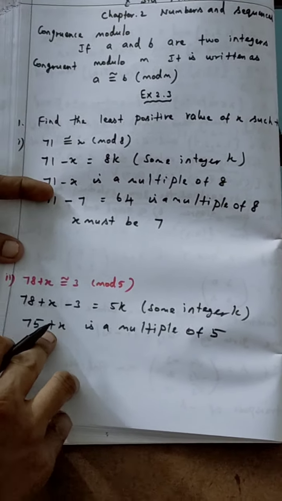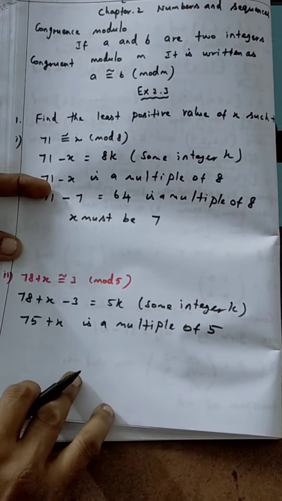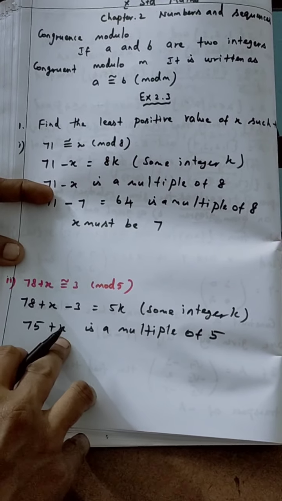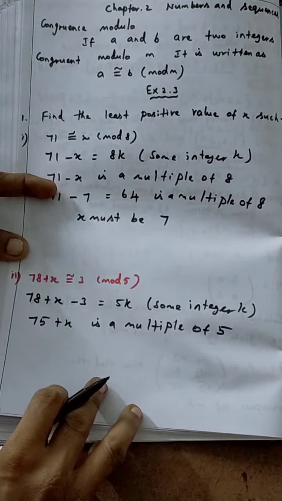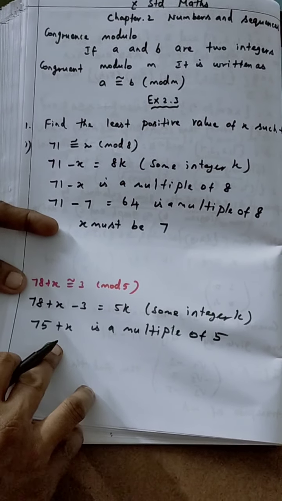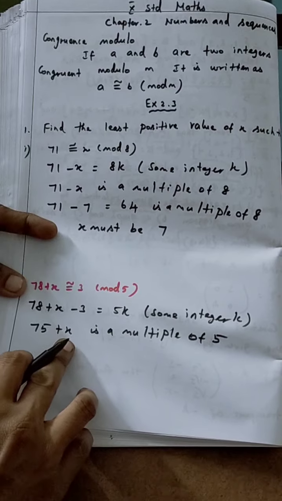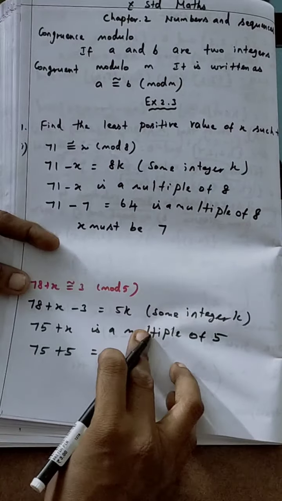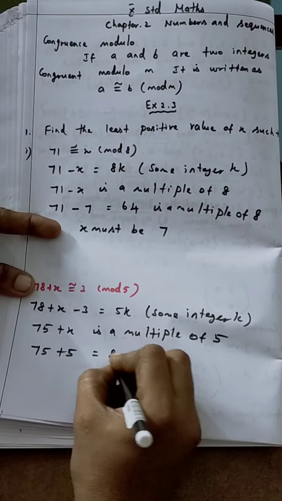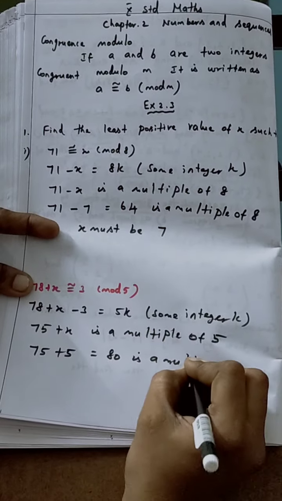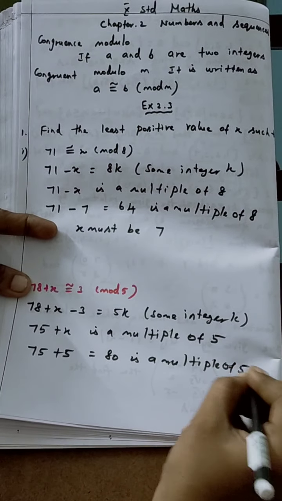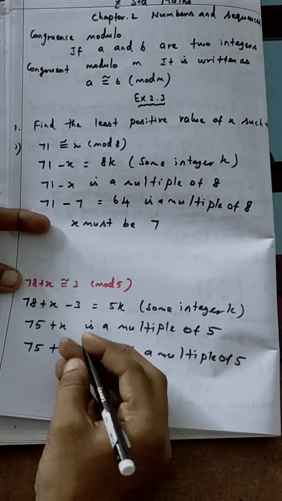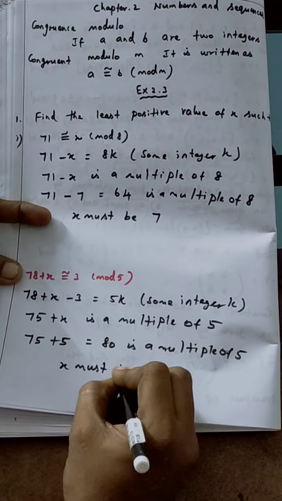That value added, that term should be a multiple of the 5 table. So what is the value? Find the least possible value. First 1: 75 plus 1 is 76. 76 is not a multiple of 5. Next value, 2 is not a multiple, 3, 4 are not multiples. So apply 5 only. 75 plus 5 equals, what is the answer? 75 plus 5 equals 80. So it's a multiple of 5. So 80 is a multiple of the 5 table. So what is the least value? 5. So write down the answer: x must be 5.